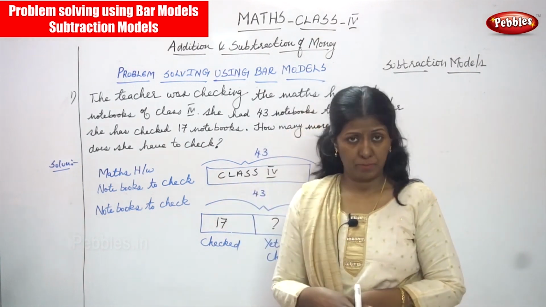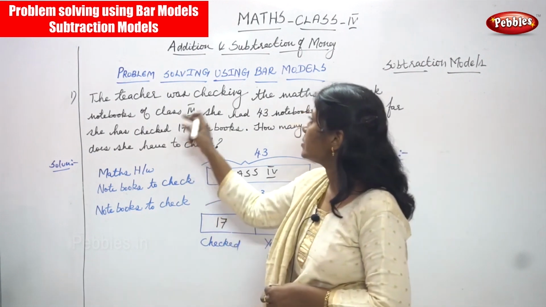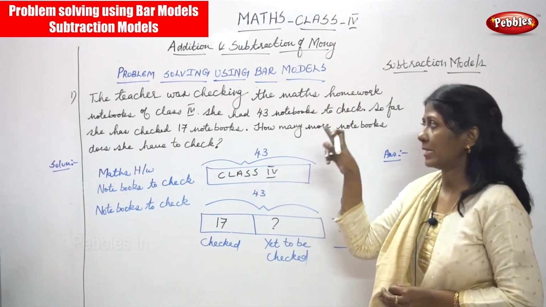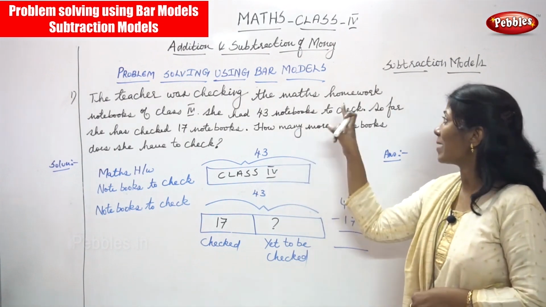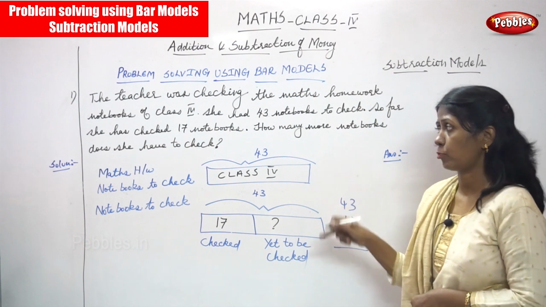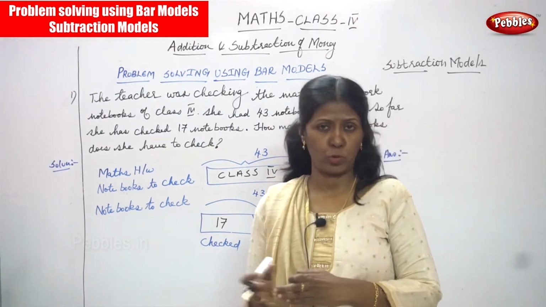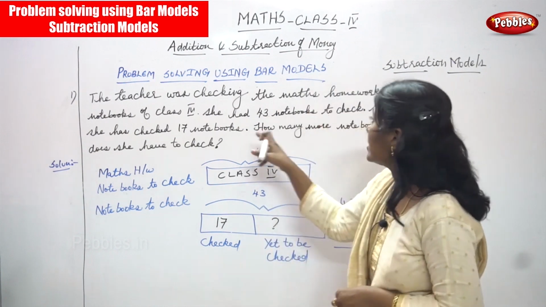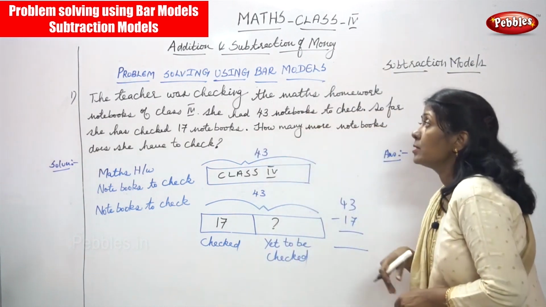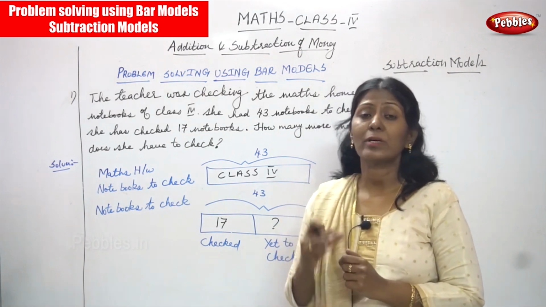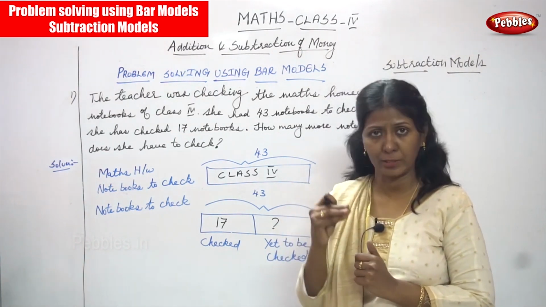Let's start the problem. First question: the teacher was checking the max homework notebooks of class 4. She had 43 notebooks to check. So the number of students in the class is 43 students.